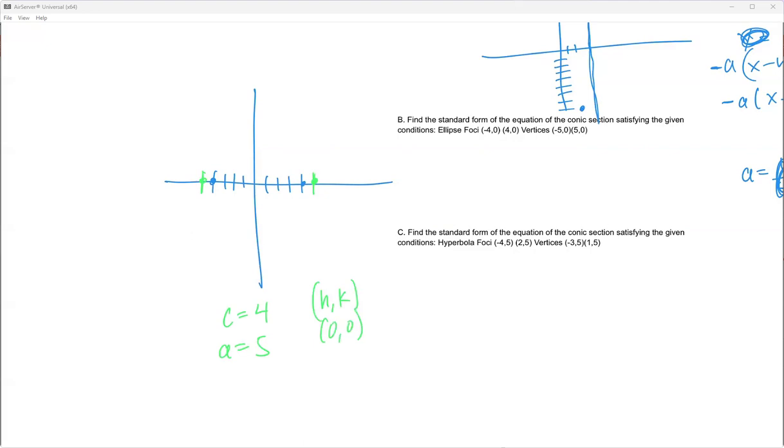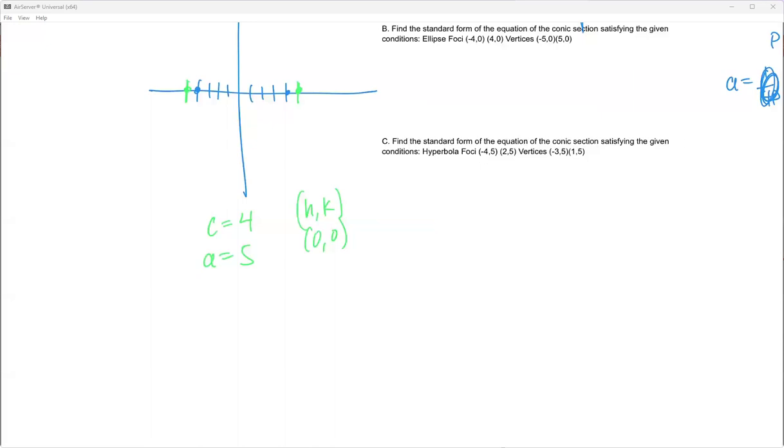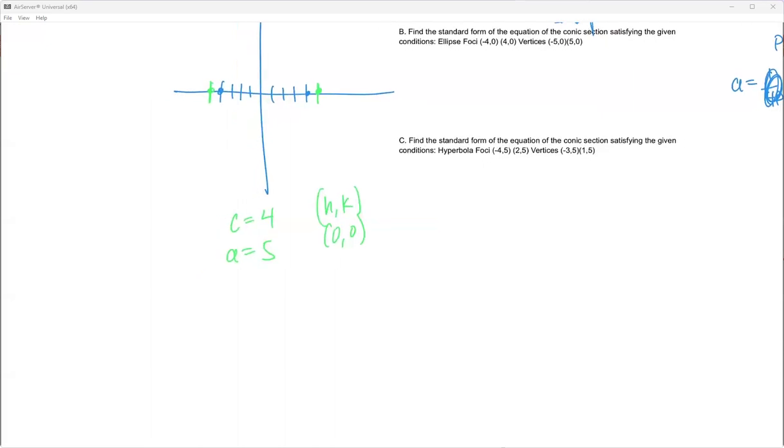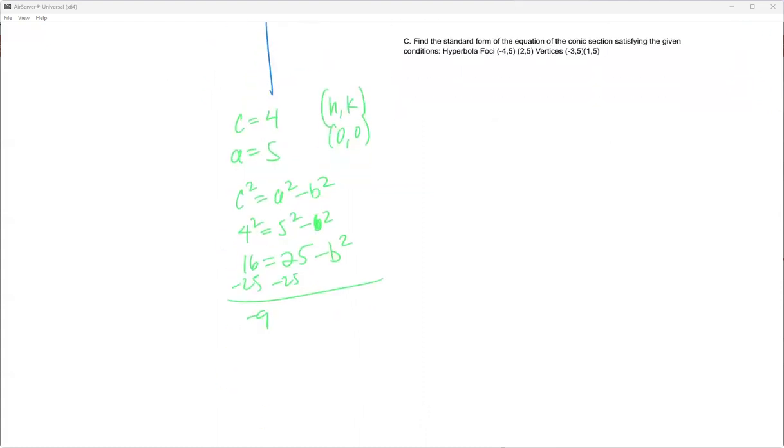So all we have to do is just find the b. On an ellipse it's minus, right? So c squared is equal to a squared minus b squared. So 4 squared is equal to 5 squared minus b squared. 16 is equal to 25 minus b squared. Subtract 25, you get negative 9 equals negative b squared, so b is equal to 3.